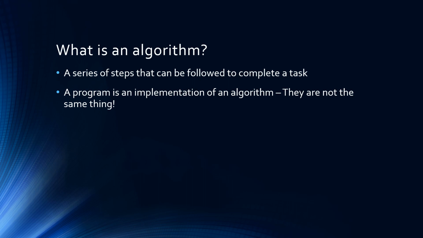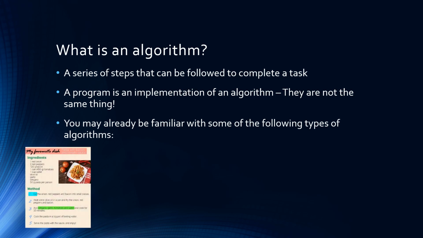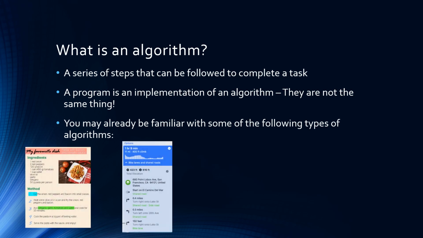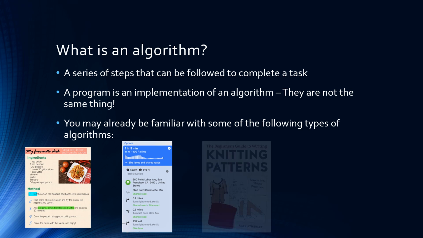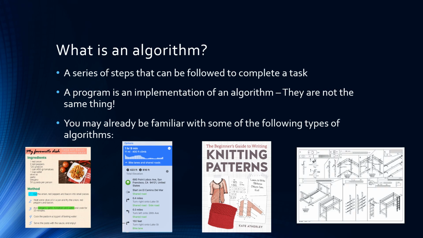Some examples of algorithms you may already be familiar with include recipes that you follow to create a meal, driving instructions you might download to get somewhere, knitting patterns which you can follow to knit a cardigan, or even the instructions that come with flat pack furniture.